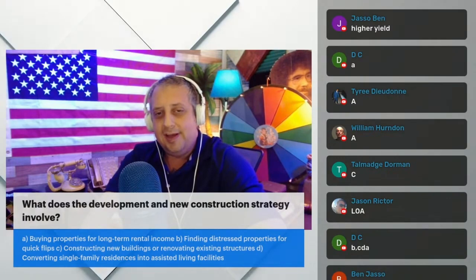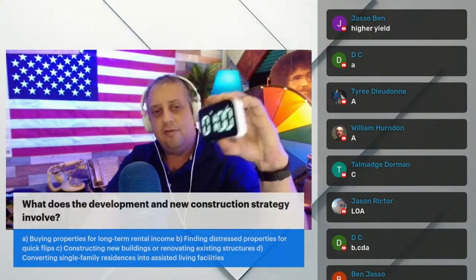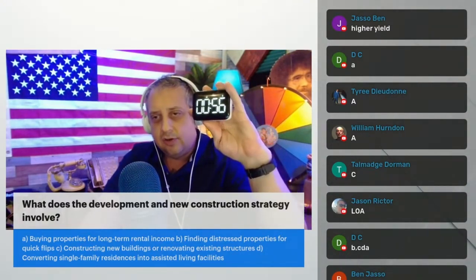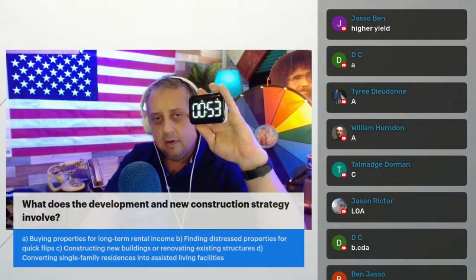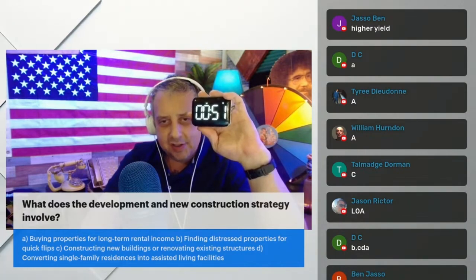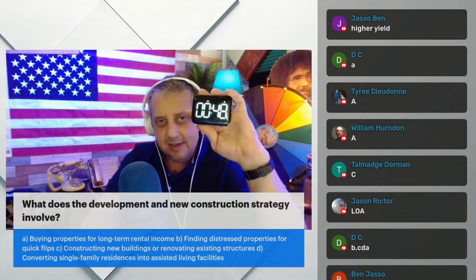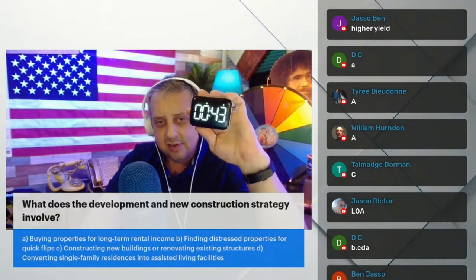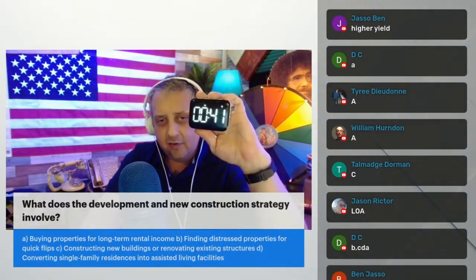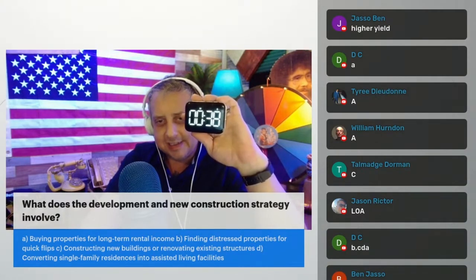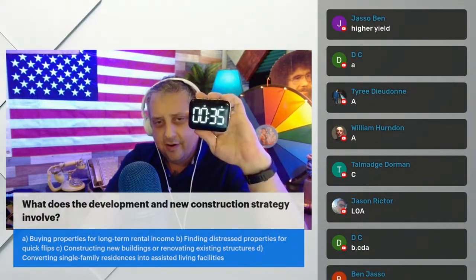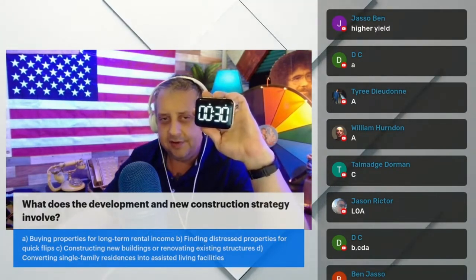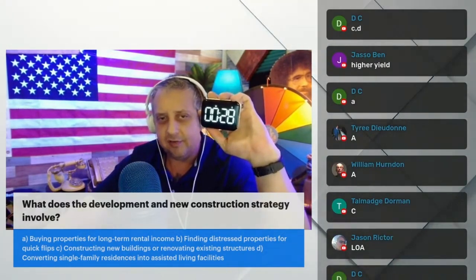What does the development and new construction strategy involve? A, buying properties for long-term rental income. B, finding distressed properties for quick flips. C, constructing new buildings or renovating existing structures. D, converting single-family residences into assisted living facilities. It's a good one too. What does the development and new construction strategy involve?